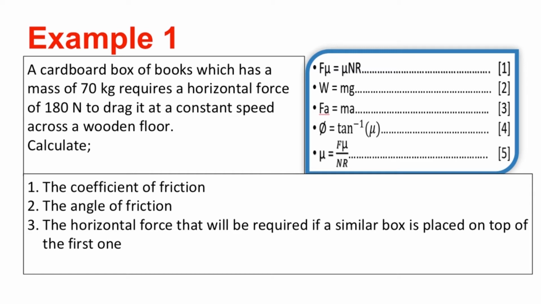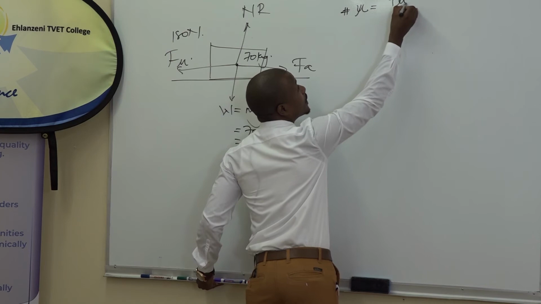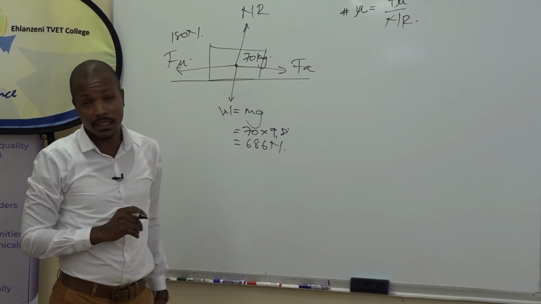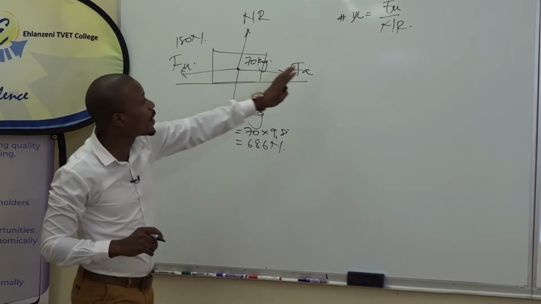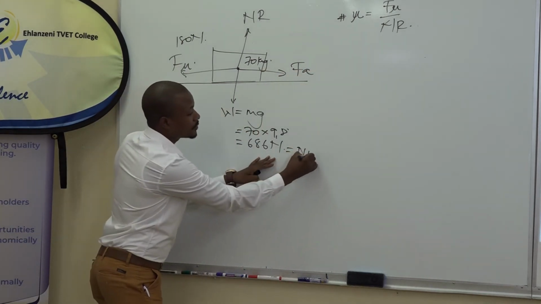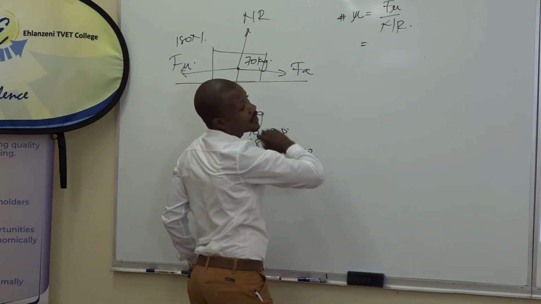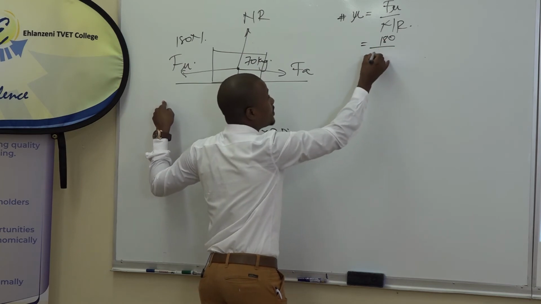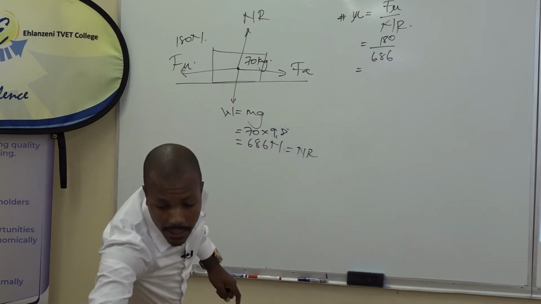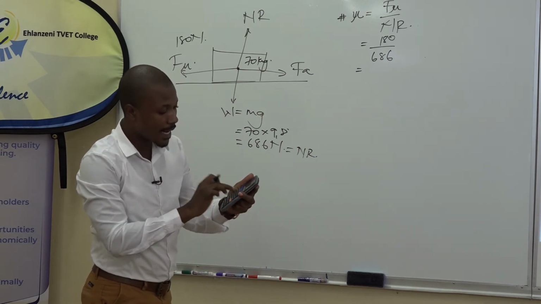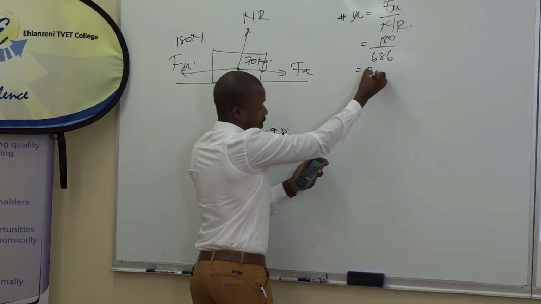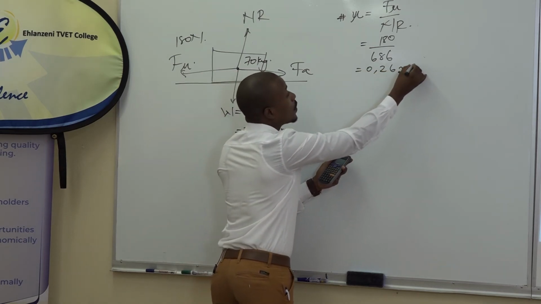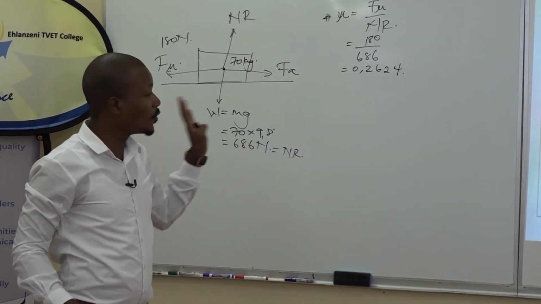Right, we can go to the 5th equation, which is coefficient of friction is equal to the frictional force divided by the normal reaction. That is the correct equation that we can use, because we do have our frictional force, it's given as 180 Newton, and we have our normal reaction, which we calculated here. So we can just substitute these values here. We have 180 divided by 686. And then if we punch that in a calculator, 180 divided by 686, this should give us 0.2624. That is the value of our coefficient of friction.